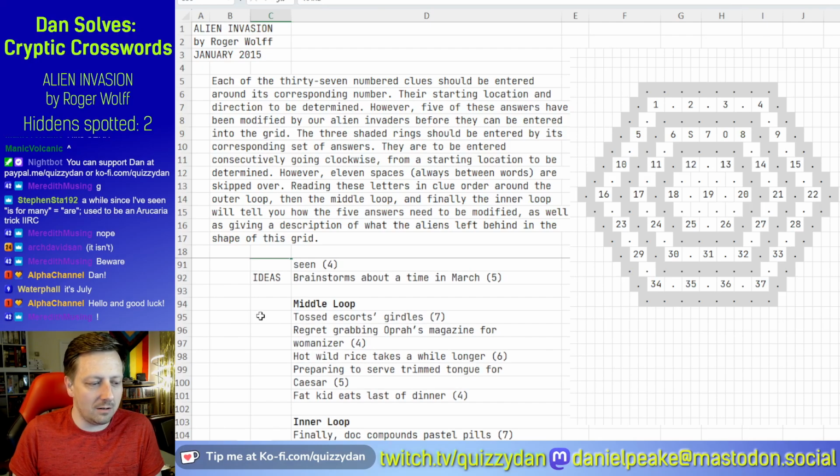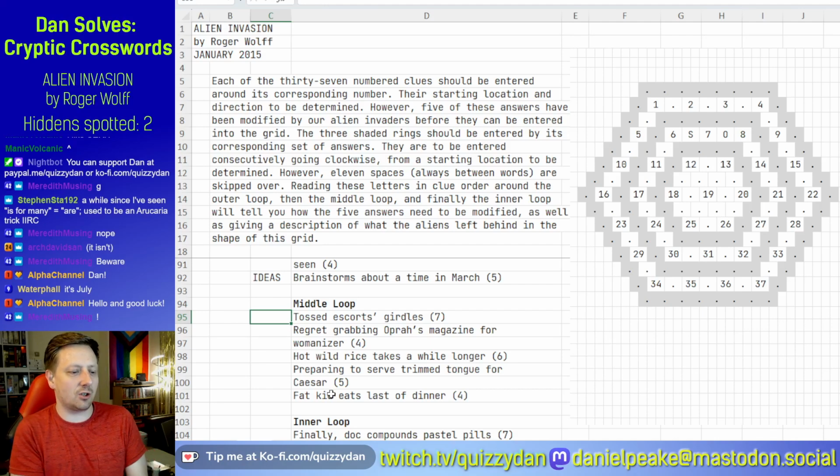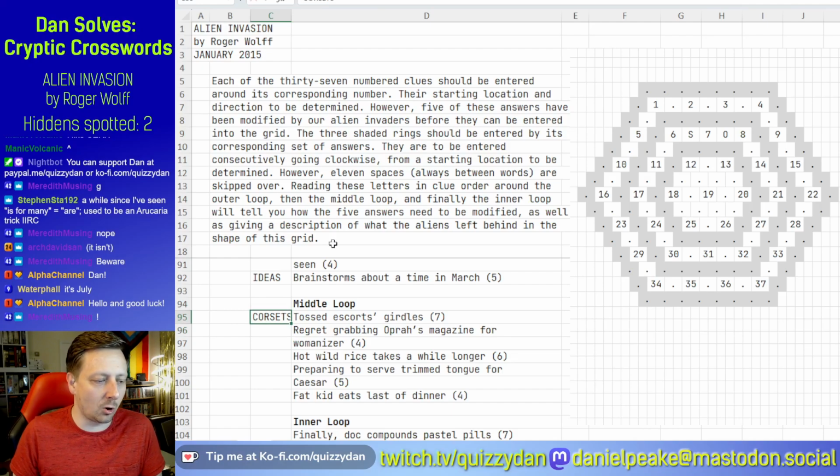Let's have a look at the middle loop. Am I just going to go? Yeah, let's just go for it. Tossed escorts girdles. Those are corsets. Anagram of escorts there becomes corsets.